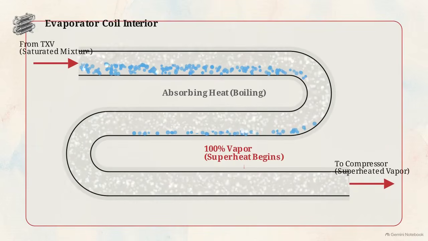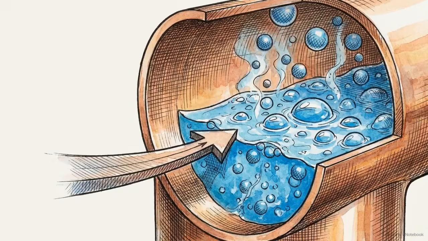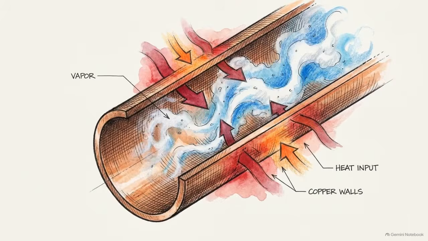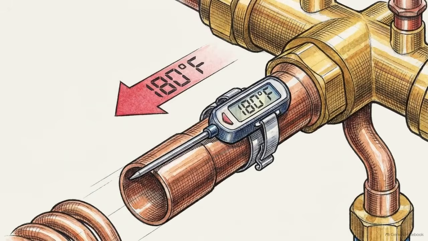To determine if the evaporator is receiving the correct amount of refrigerant, the system relies on a specific metric called superheat. Inside the coil, the liquid refrigerant absorbs heat and boils. The temperature at which this phase change occurs is the saturation temperature. Once all the liquid has boiled away, the remaining gas continues to absorb ambient heat as it travels toward the exit. The temperature of this gas at the outlet is the actual vapor temperature.